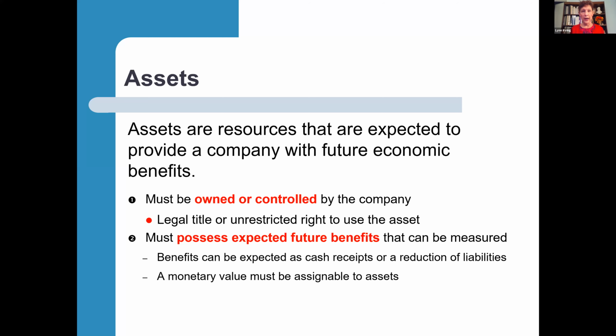If I've got a warehouse full of inventory, what is that future benefit? I'm going to be able to sell it. That's my benefit. I'm going to get some revenue. And you know, it goes back to, you have to have legal title to it and unrestricted use of it. We're not going to get into any legal stuff.